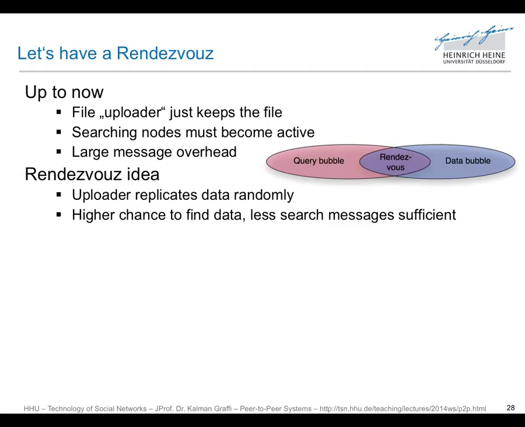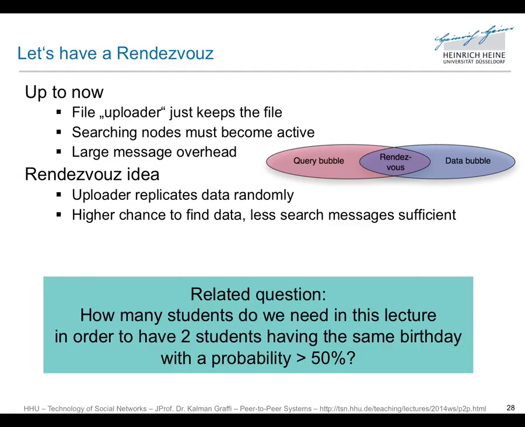So what do we gain? Let's make a test, an example. It's a very related question. Just think about something else, about birthdays. How many students do we need in this lecture to have 2 students with the same birthday with a probability higher than 50%? Just think about it for 3, 4 minutes, because the rendezvous point is very much related to it. Talk to your neighbors.